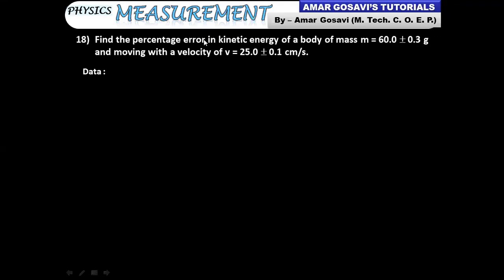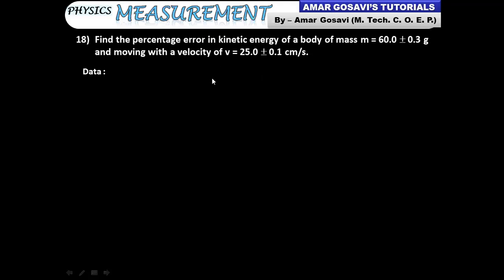Then they say this body is moving with a velocity of, okay, the velocity is also measured. और measurement क्या है? 25 plus minus 0.1 centimeter per second. So 25 is the most probable value or the average value. But what is plus minus 0.1? This is the error. Either it can be plus or minus, right? So this can be the error, tolerance, the average absolute error. तो वेलोसिटी में भी एवरेज एब्सोल्यूट एरर दिया है और मास में भी दिया है, और आपको परसेंटेज एरर किस में फाइंड आउट करना है? You are supposed to work it out in kinetic energy.